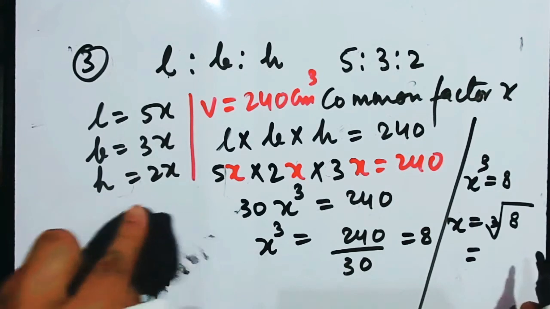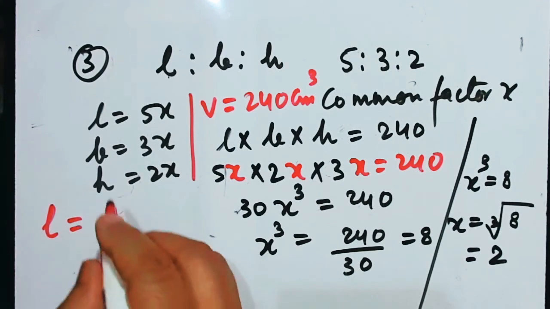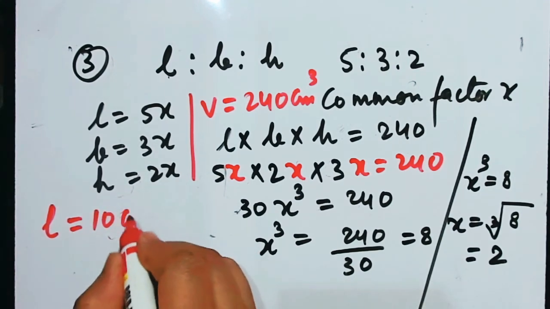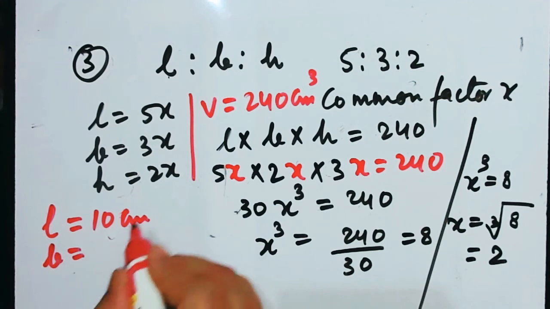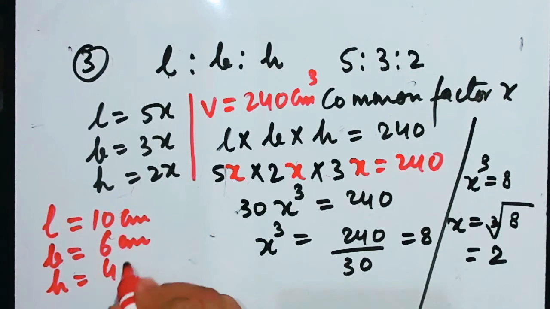So the cube root of 8 will be equal to 2. Now once you get the value of x as 2, naturally you can find out the dimensions. The length becomes 5 times 2, that is 10 centimeters. B becomes 3 times 2, that is 6 centimeters, and H becomes 2 times 2, which is 4 centimeters. So once you find length, breadth and height, I hope you can find out its volume also by multiplying all these three values.